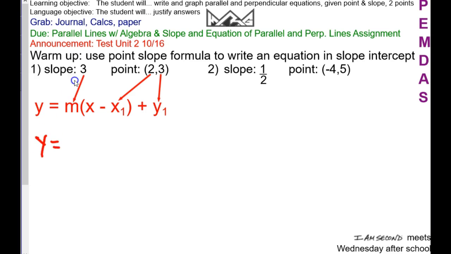Y equals m, which is the slope, 3, and then parentheses, x is always x, but minus x1, where x1 is the x value of your point, so minus 2, parentheses, and then plus 3. If you got that far, that's good, but that's not it. You want to make sure it's as simplified as possible, so it's mx plus b. So what should we do next to get this simplified?